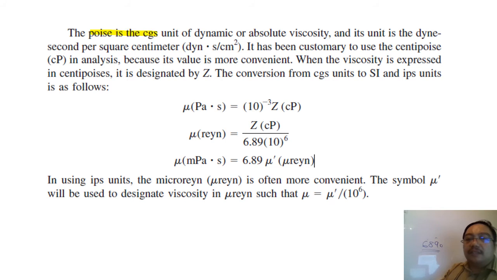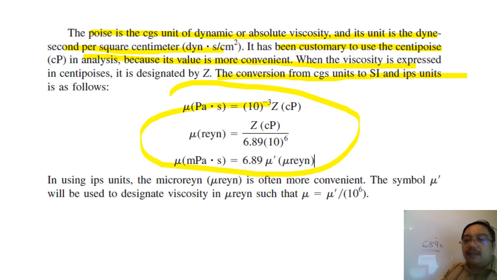Okay, the poise in CGS unit is the unit of dynamic viscosity, and the unit is dyne second per square centimeter. It is customary to use the centipoise, cP, in analysis because the value is more convenient. The conversion from CGS to SI and IPS units is as follows. This is the conversion: 6.89 micro reyn. Using IPS units, micro reyn is more convenient. The symbol μ will be used to designate viscosity. μ is equal to μ times 10 to the power of 6. We will use this when we are doing the calculation.